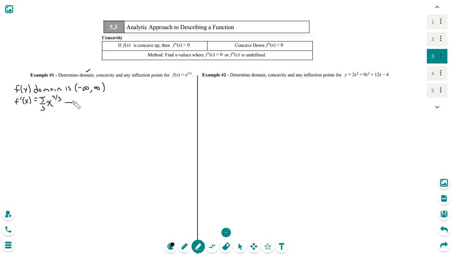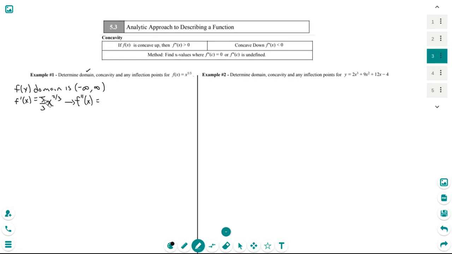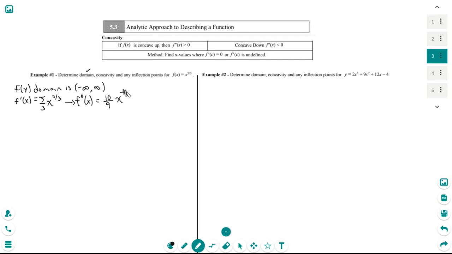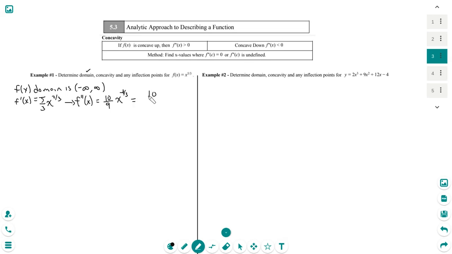All right, and now I have to take the second derivative, so f double prime, using the power rule one more time. So constant multiple, and then we're going to be multiplying that by the power. So that gives us 10/9. And then subtracting 1 from the power, we have x to the negative 1/3. Oops, negative 1. There we go. And then I can rewrite this.